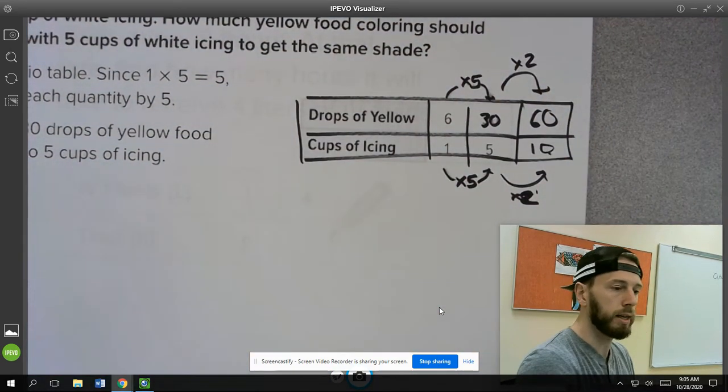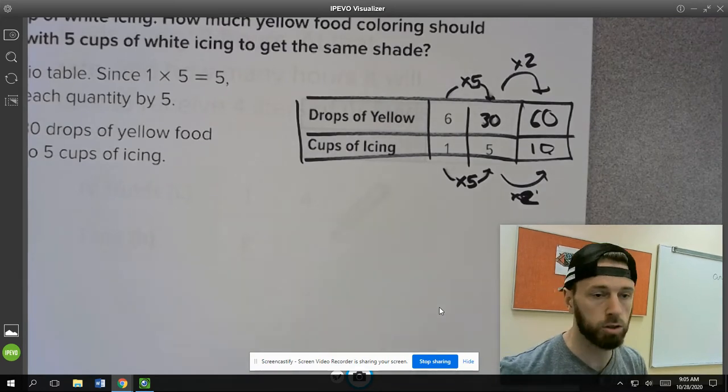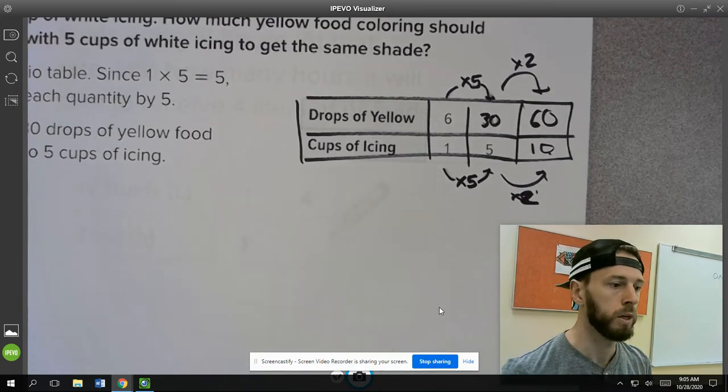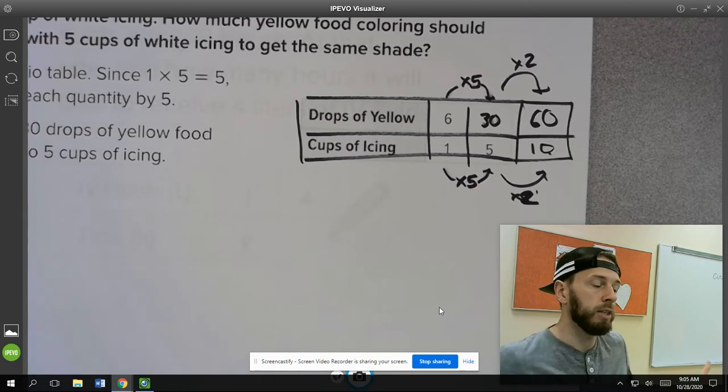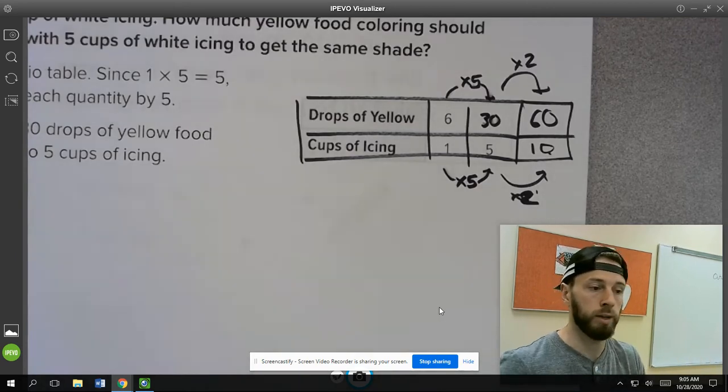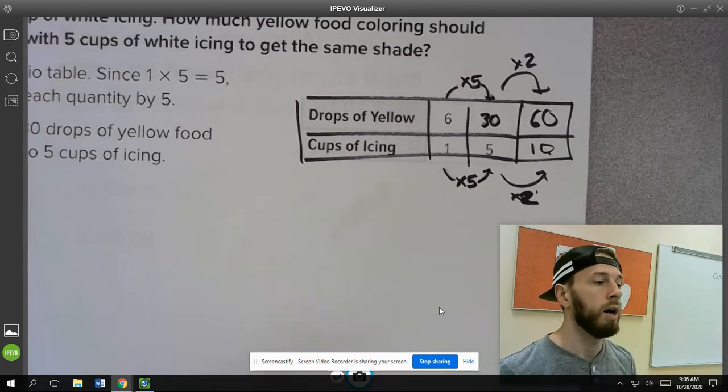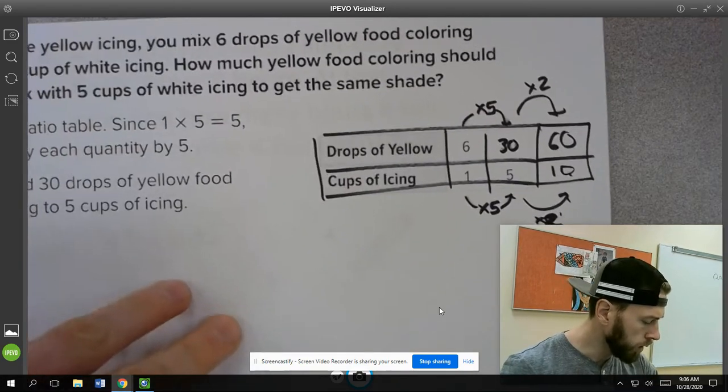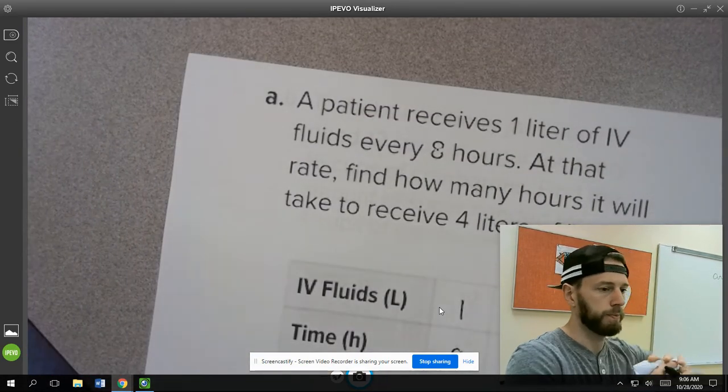But we could use a table like this to help us figure out the answer to those types of questions, right? So you could even tell me how many drops of yellow food coloring you would need for 20 or 21 or 22 cups of icing. Let's take a look at another example.